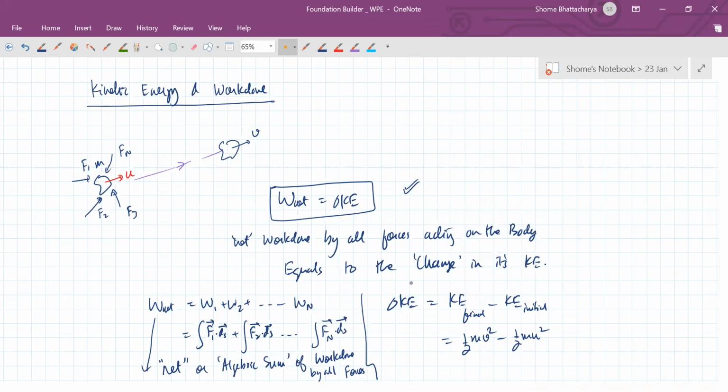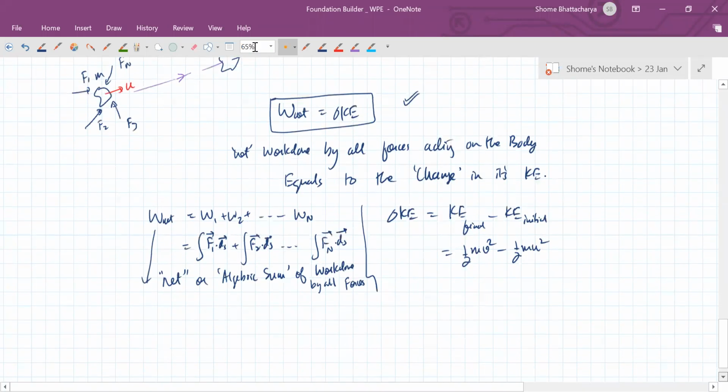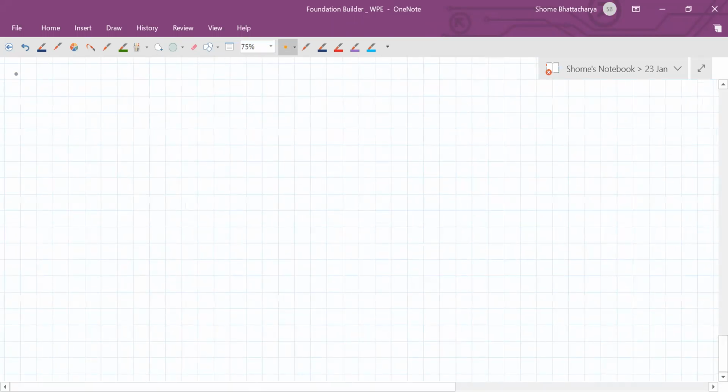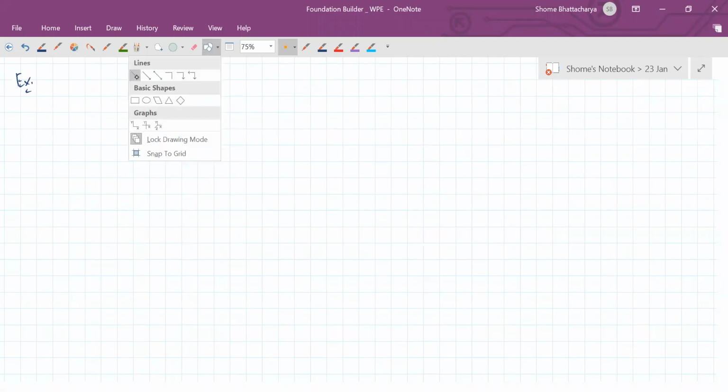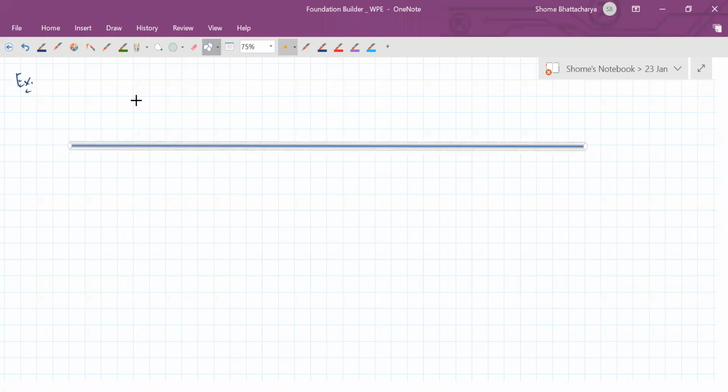Okay, so let's understand this with some examples. The first example we'll see is a very simple situation where we can solve something by using this relationship between work and kinetic energy, and alternately also by using Newton's laws from before. So we can verify the result. Okay, so let's take a situation like that.